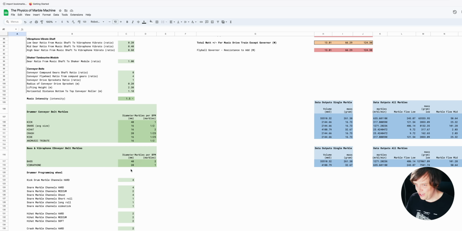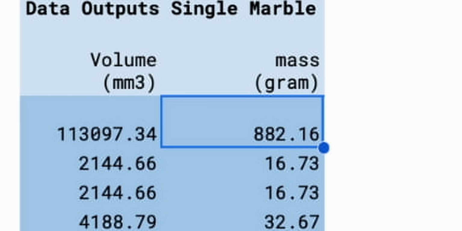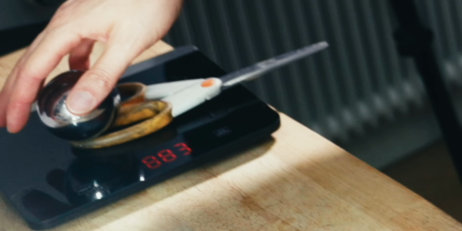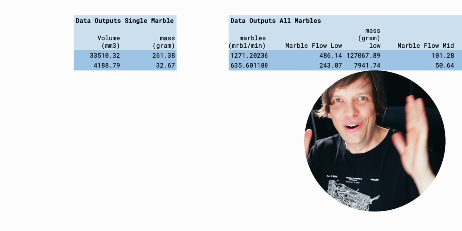So this marble is 60 millimeters. Let's check if our spreadsheet is correct. The mass in grams is 882. I have a kitchen scale, so let's check our spreadsheet quickly here. 882. It says 882 on the scale. Wow. We have just confirmed physics.